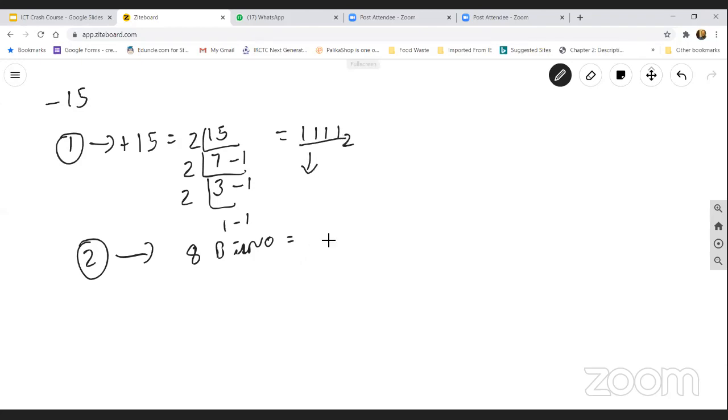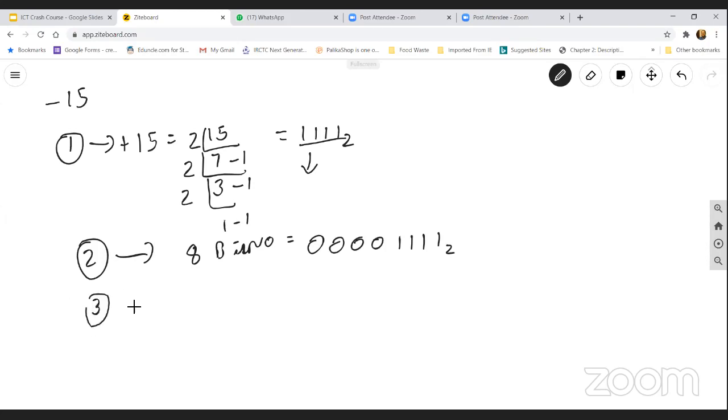So we have to convert this into 8-bit. 8-bit means we have to add 4 zeros in front of the 1 1 1 1. Okay, base 2, this is how we have to calculate. So we convert this 4-bit number to an 8-bit number. This is what 8-bit is.